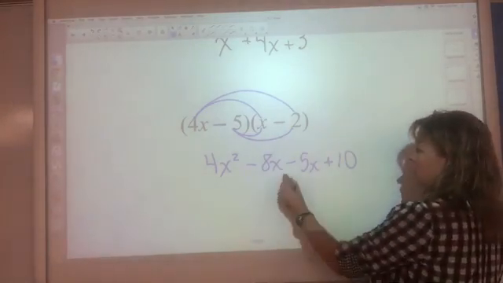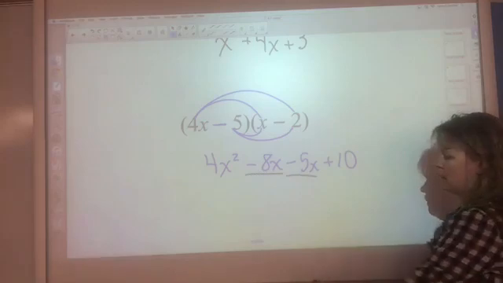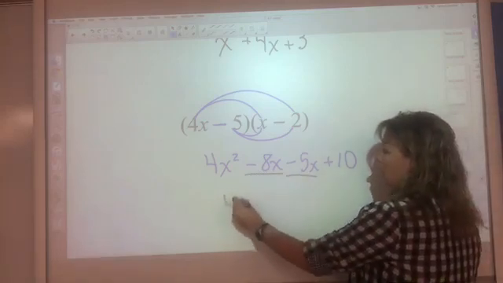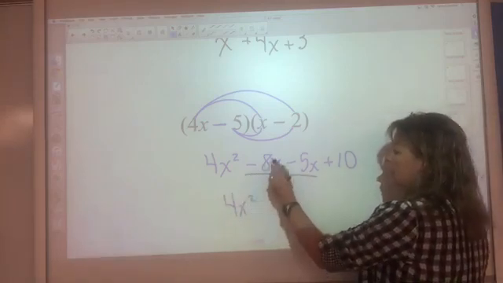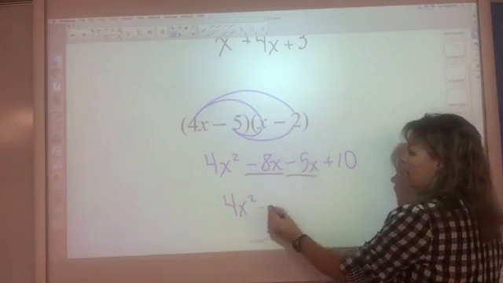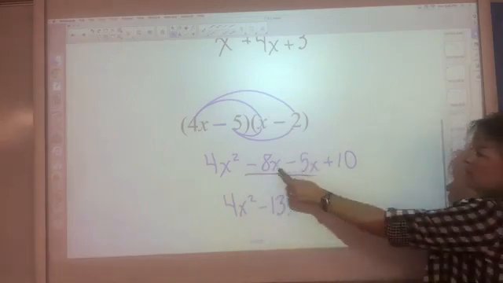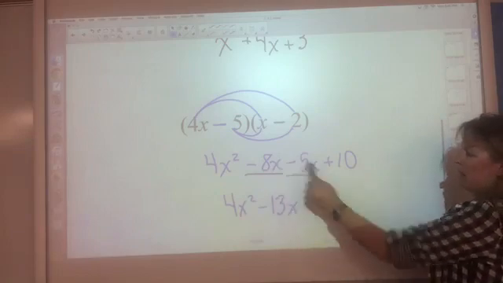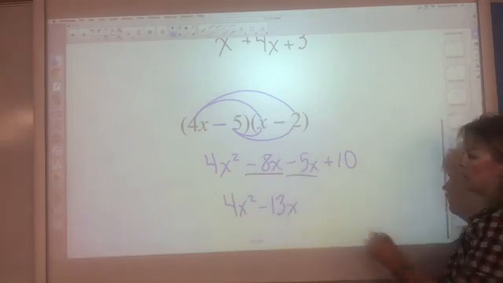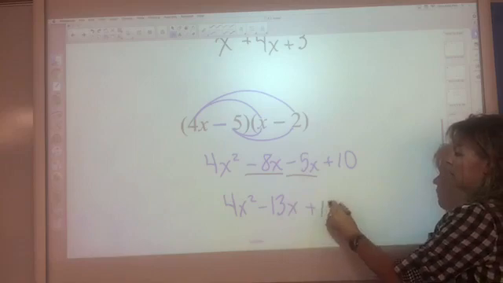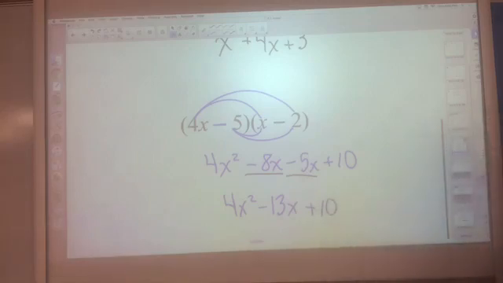Once again, as you check this over, you see that you have a couple of like terms. 4x squared stays in the lead. A negative 8 and a negative 5 is a negative 13. X, make sure you maintain the variable there. That's an x, that's an x. You finish with an x. And then the plus 10 at the end.